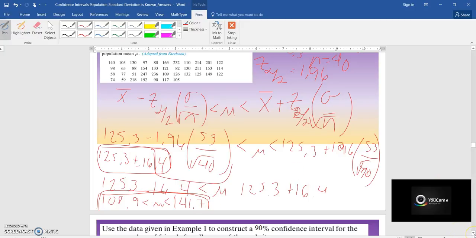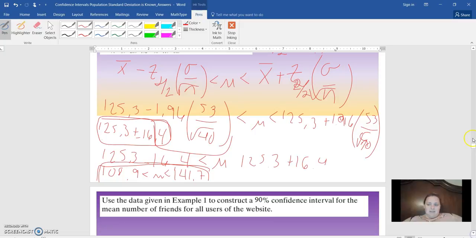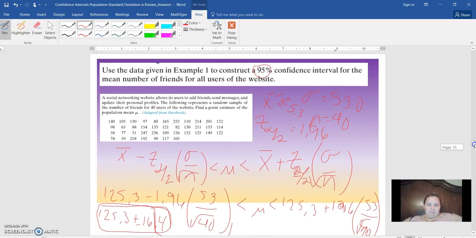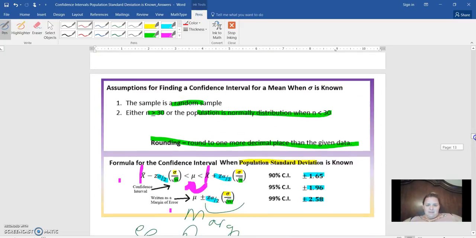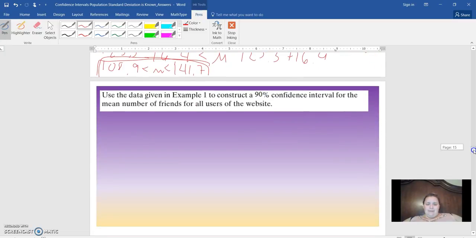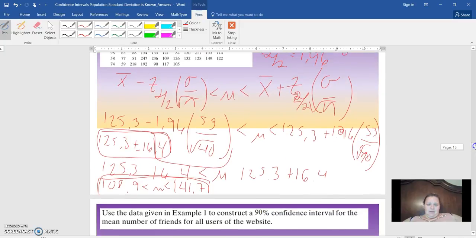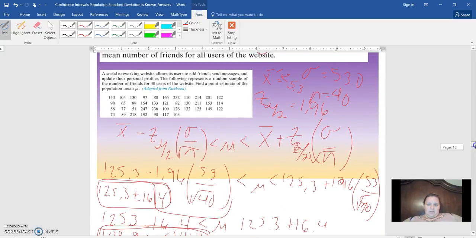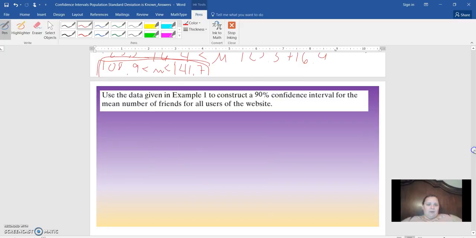All right, so we finished this one. Let's do another one. We're going to do the same problem, except this was 95% confidence, and I want us to do 90% confidence. Okay, so 125. Right, we're still using the same formula.